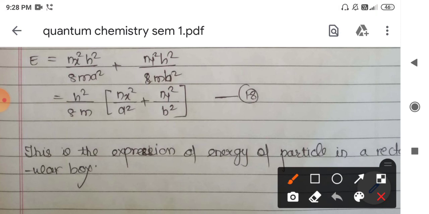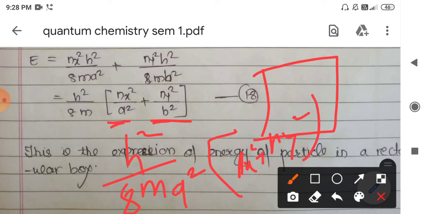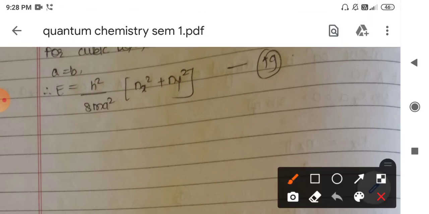This is the equation for the rectangular type of box, and suppose my box is of square nature. What do you mean by square? That is, both of the sides are equal. So my a and b are equal, and overall I can write h square upon 8 m a square into the bracket nx square plus ny square. Here it should not be cubic, it should be a square box, because a cube is three-dimensional and a square is two-dimensional. So for a square box I will get this equation.